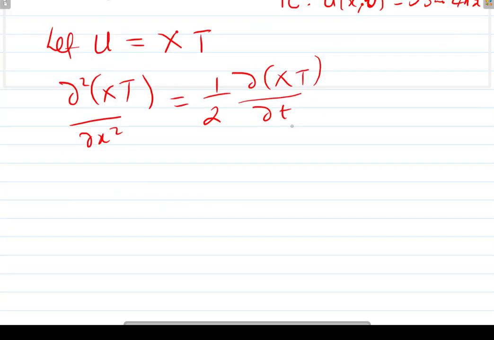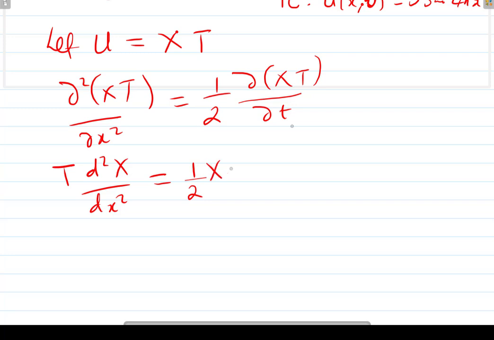Now, once you do this, you just do the usual things. This is with respect to x, so you have d squared X over dx squared equals 1 over 2.